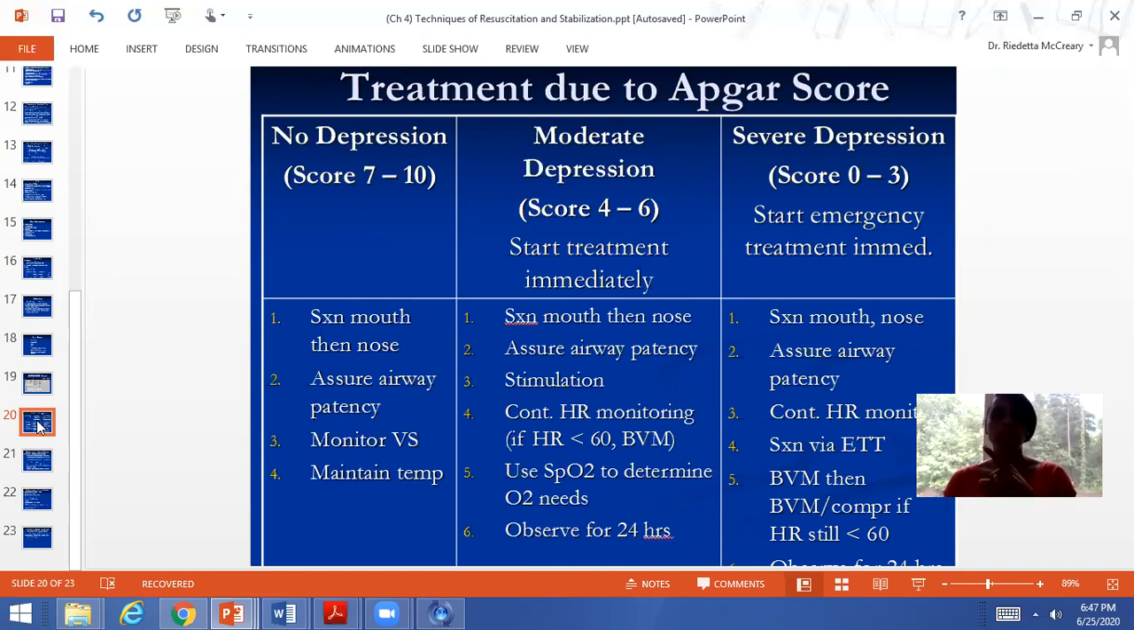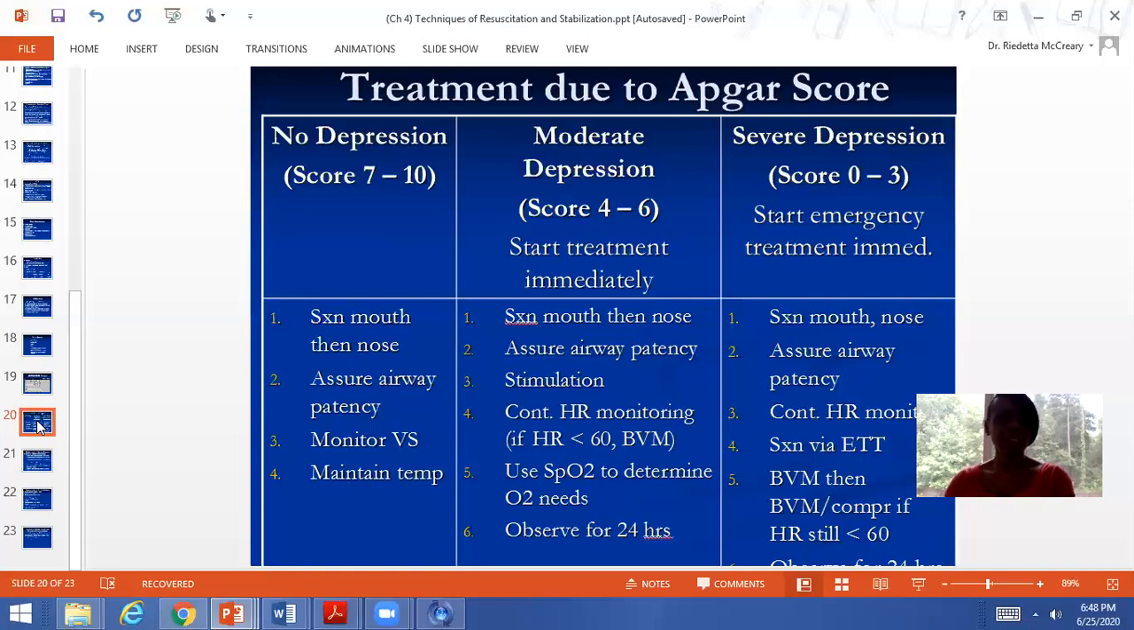Okay, so moderate depression, score between 4 and 6: start treatment immediately, suction the mouth and the nose, assure that the airway is patent. You want to stimulate, because stimulation could be the reason why their score is between 4 to 6. And the more you stimulate, the more likely their scores will start to come up. Continue to monitor their heart rate. If the heart rate is less than 60, then you want to bag them.